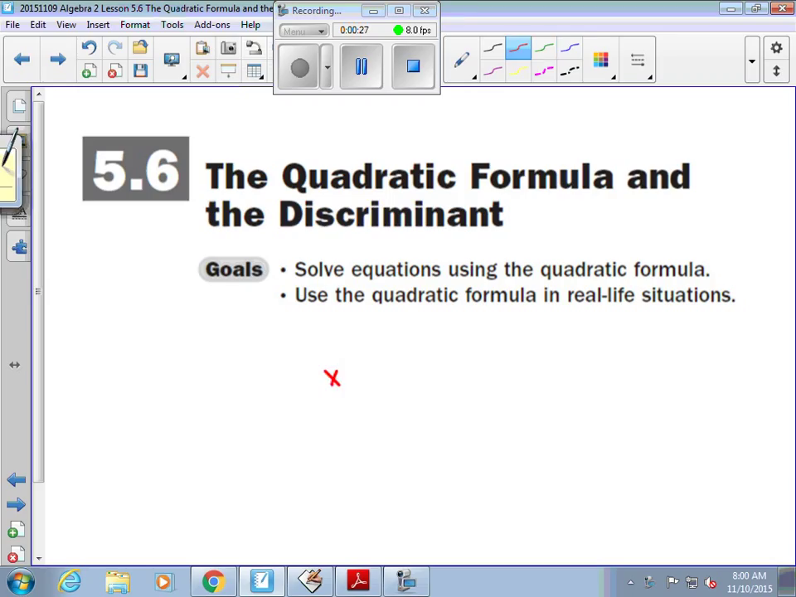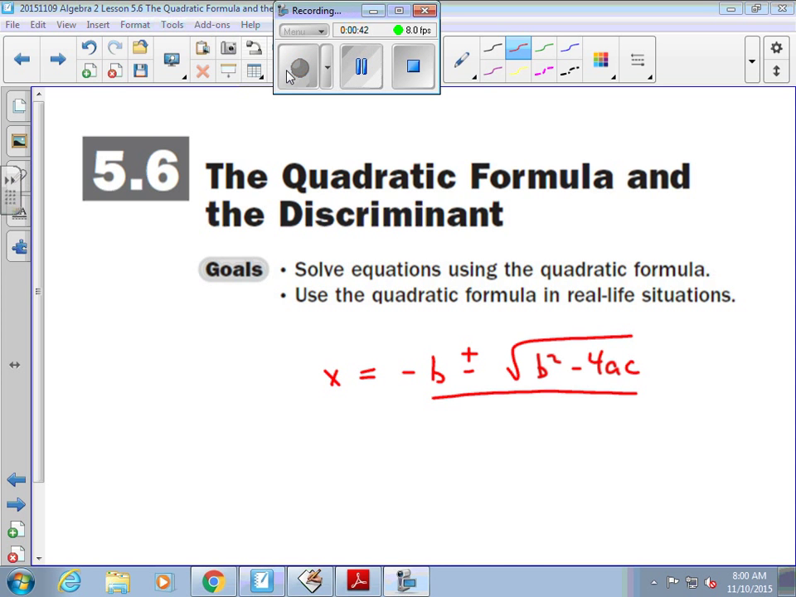What I'm going to do is on the first couple of tests, I'll provide it for you. It's negative b plus or minus the square root of b squared minus 4ac over 2a. Okay, that's the quadratic formula. This is an easy concept for most students to understand because when you look at it, you can plug everything in the correct spots.